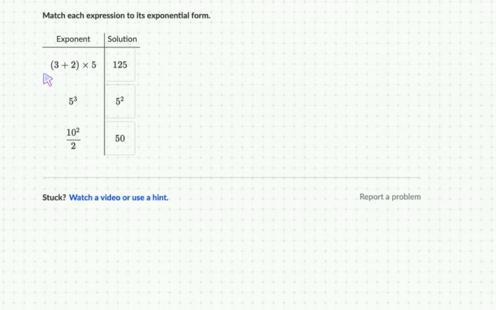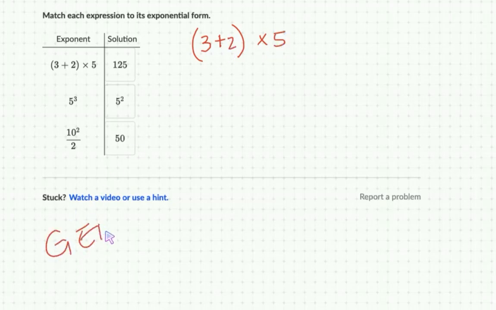Okay, it looks like I have a lot of the math to do here on the left-hand side and I have answers on the right-hand side. So let me go ahead and take a look at the first one. 3 plus 2 is in parentheses. That's our groupings, so it's going to be our G in GEMS later. And then I also have 5 to the third power and then 10 squared divided by 2.